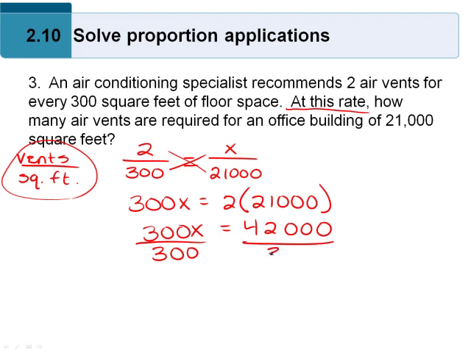Divide by 300. So we get x equals 140. Now, remember, that's 140 air vents. I'm not real picky about you making sure that it's vents, but your next teacher might be. So it's a good habit to get into, to know what it was you found, because a lot of teachers want you to write that out.